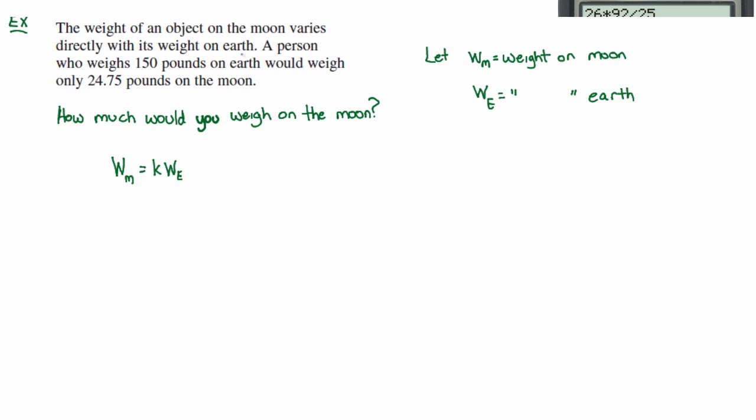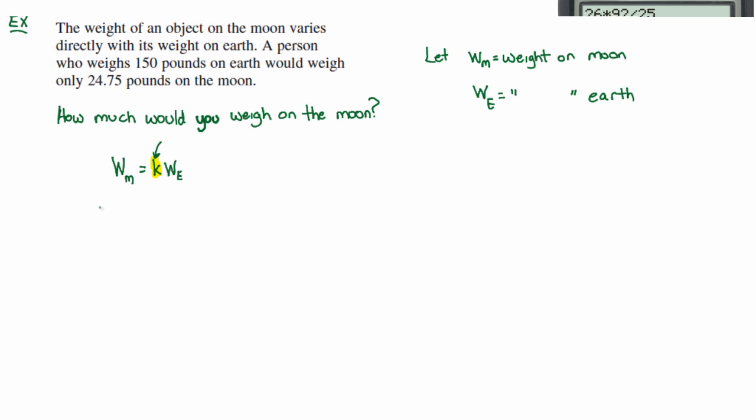Now, to find out what that number is, what k is, we'll have to use some information they've given us. And this is actually how it's always been done to find out how two variables vary with one another, what that constant of variation is. They take some sample and they say, okay, when you're 150 pounds on the Earth, you'll be 24.75 pounds on the moon. That will allow us to find the link between those two variables, and then we can forever use that link.